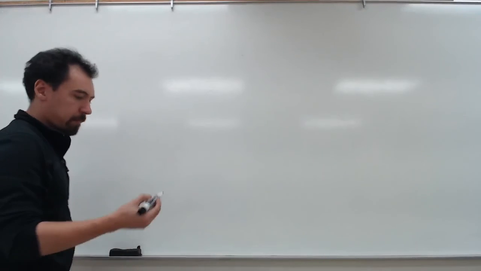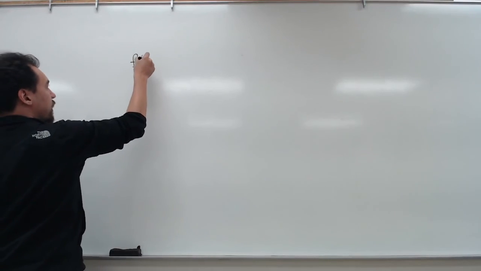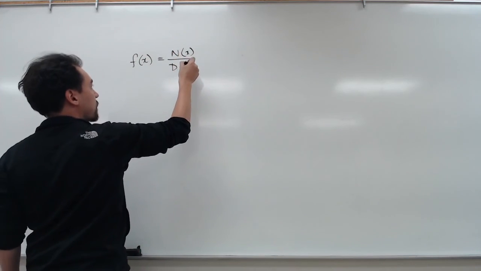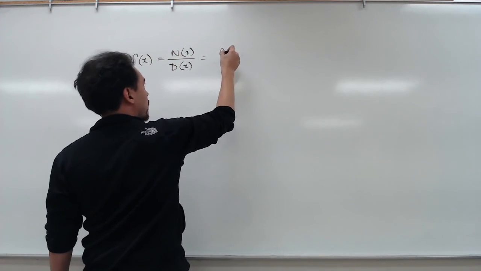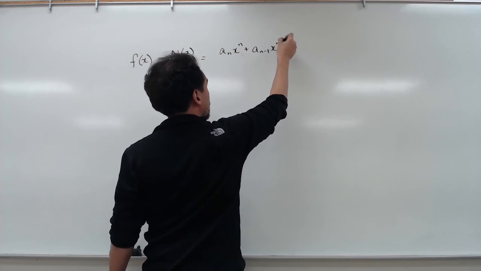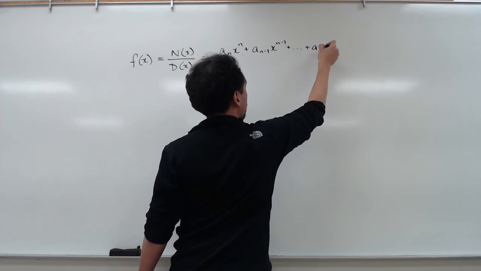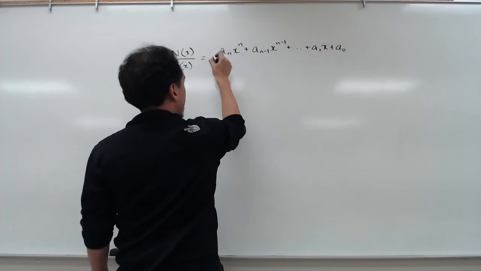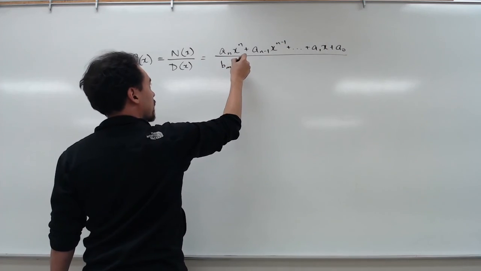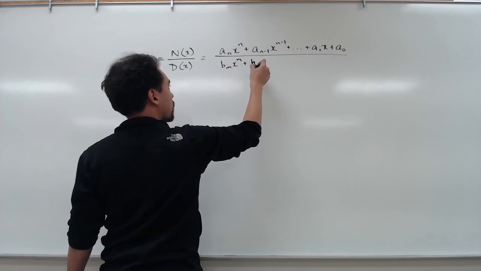Let's do a quick recap. We have a rational function f of x, which has a polynomial numerator and a polynomial denominator, and I can write the numerator in our standard notation for polynomials, all the way down to a sub 1 x plus a sub 0. And on the bottom, I can write that in the same way using different letters to indicate that they don't need to be the same polynomial.